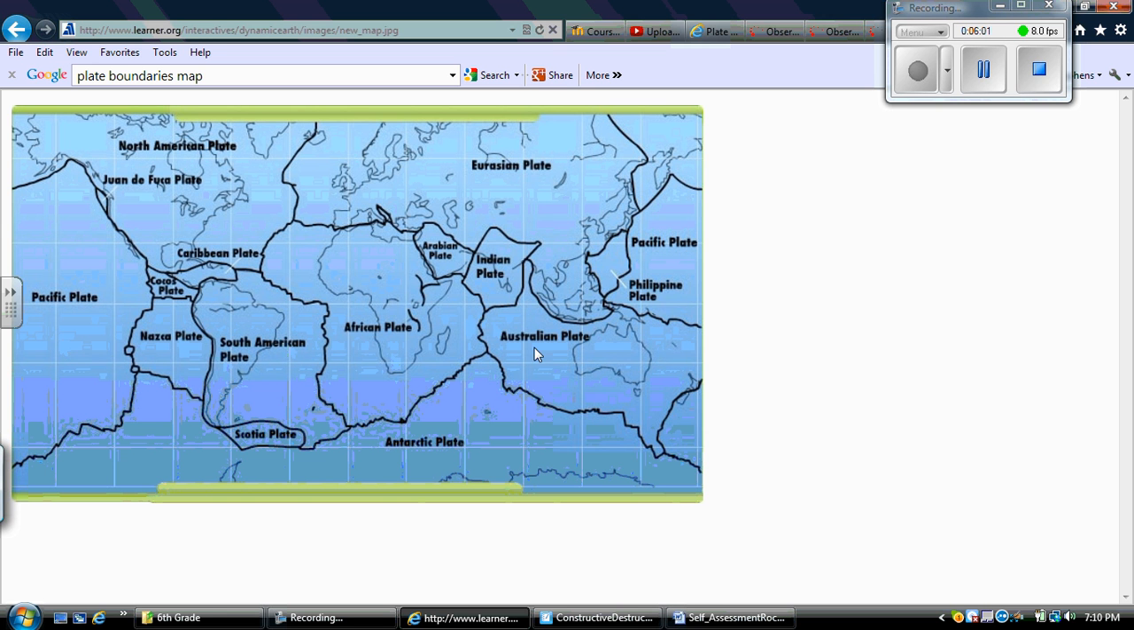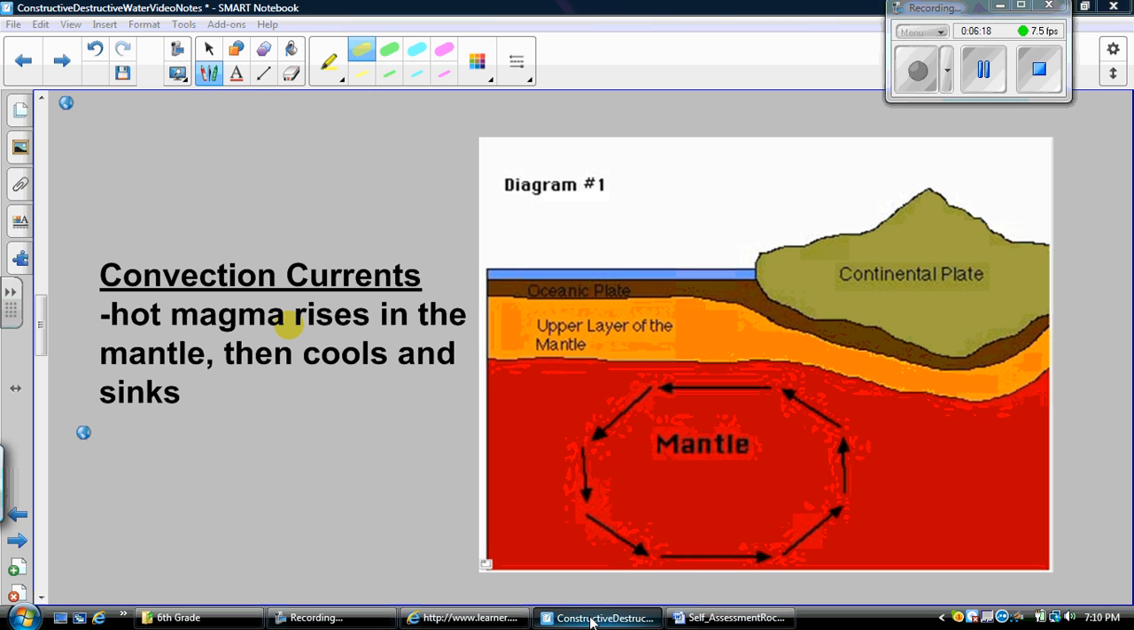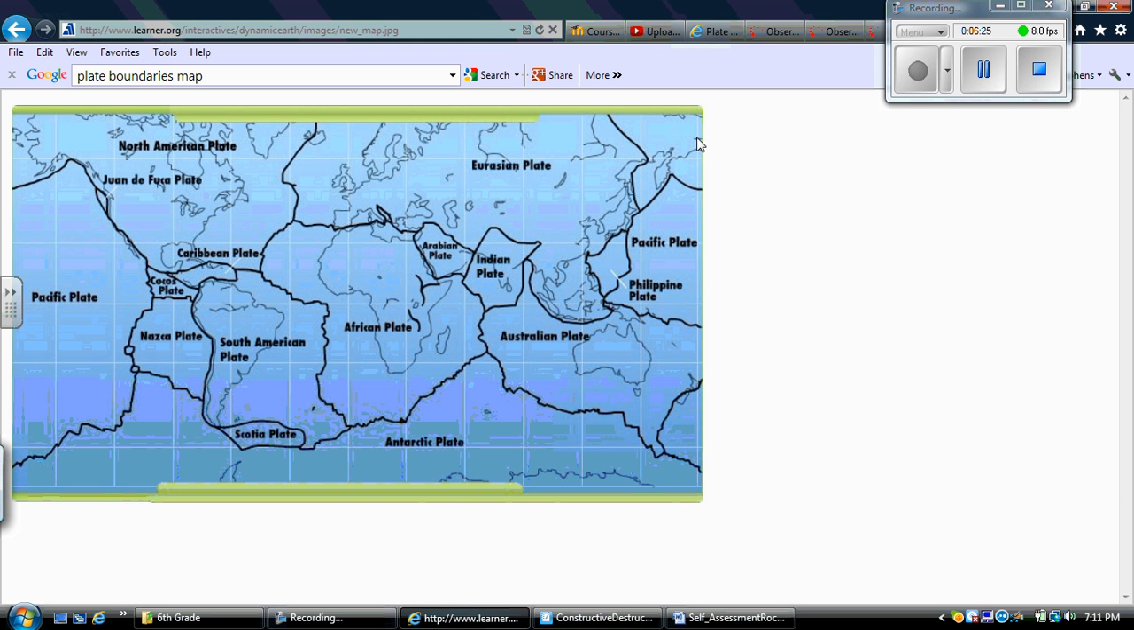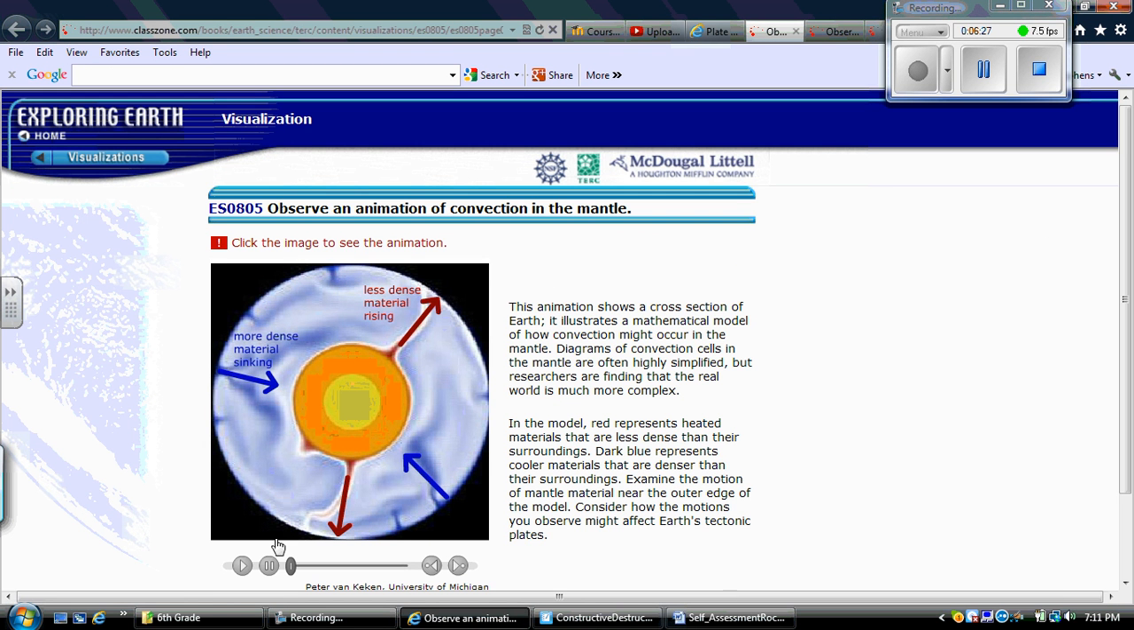But these are all the different places where our crust was cracked, and these plates move, and they sometimes hit each other, sometimes they pull apart from each other, sometimes they slide past, but they do a lot of different things. And those are the reason why we have a lot of different things forming on Earth's surface. And that is caused by convection currents in our mantle. So let's take a look at those convection currents. Okay, so this is magma, and it's going to show you more dense material sinking, less dense material rising.